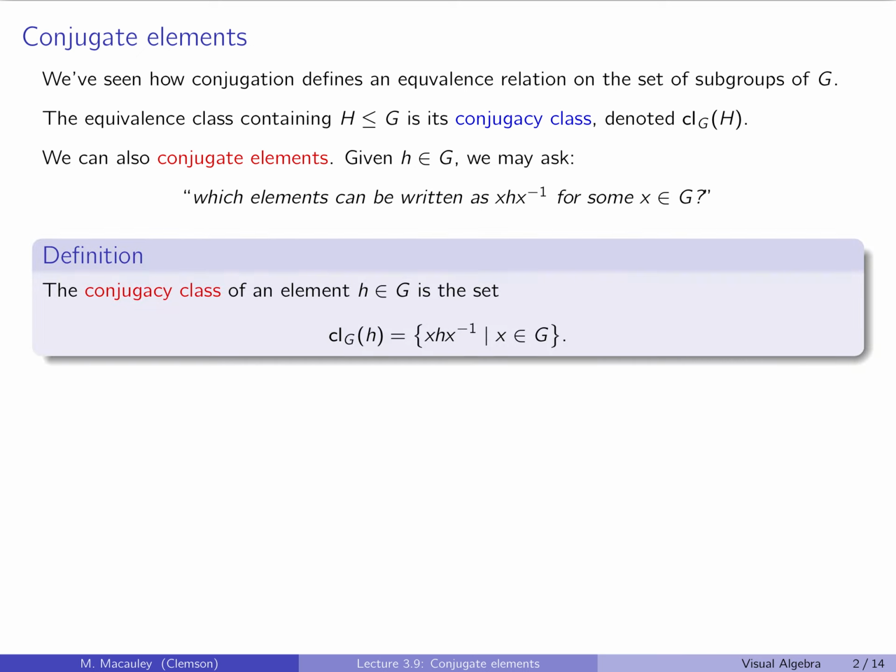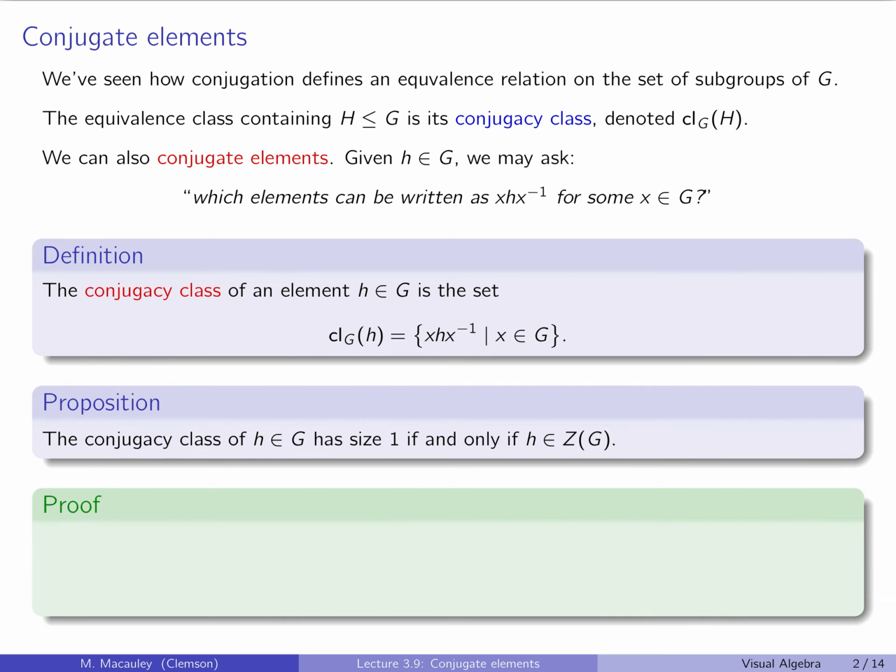Here's a definition. The conjugacy class of an element little h in G is the set, I'm going to use the same notation, just put an element here instead of a subgroup, of all products of the form x h x inverse, where x is an arbitrary element in G. The first basic property, I'll call it proposition, but it's more of an observation, is that the conjugacy class of an element has size 1 if and only if that element is central.